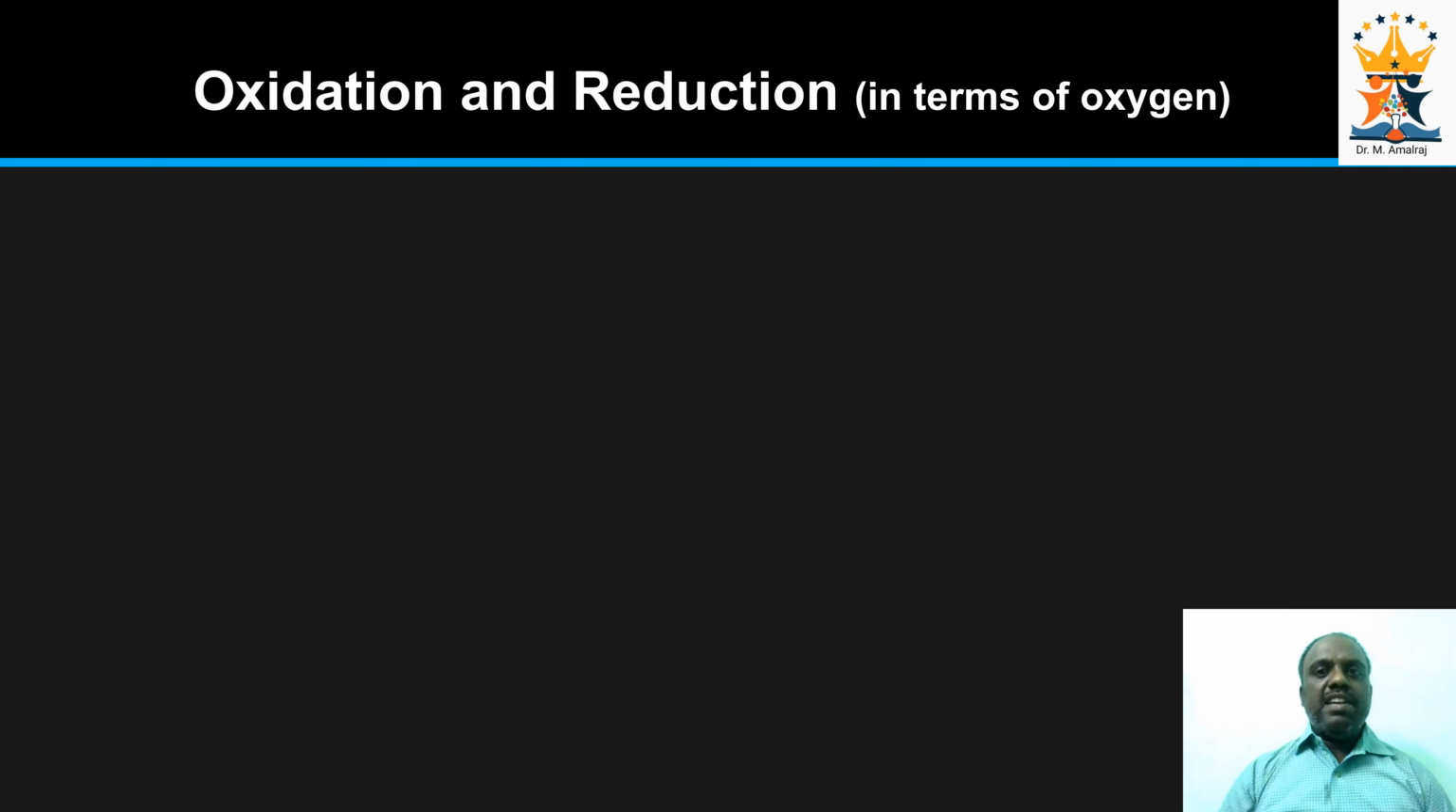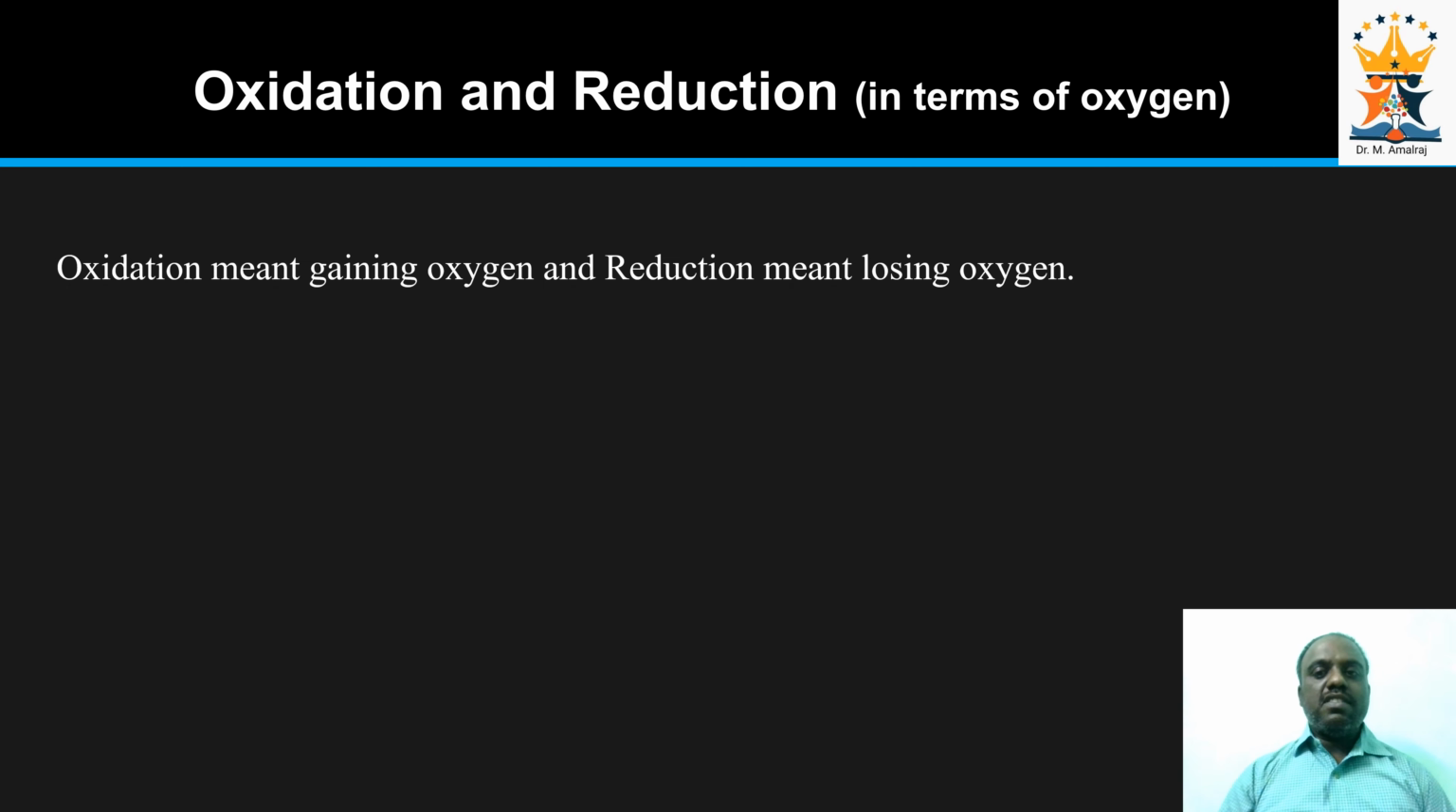Oxidation and reduction can be defined in many ways. First, let us look at the definition of oxidation and reduction in terms of oxygen. If a species accepts oxygen during the course of the reaction, then it is said to be oxidation. On the other hand, if the species loses oxygen during the course of the reaction, then it is said to be reduction. Simply we can say oxidation is gaining of oxygen and reduction is losing of oxygen.